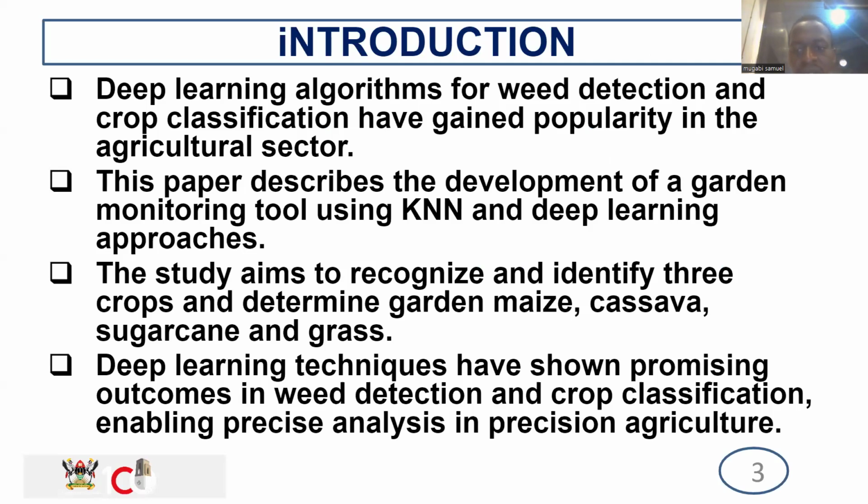The aim of this study is mainly to classify the crops and determine which one is maize, which one is cassava, sugarcane, and grass, and so on. Identifying the grass is what we're mainly looking at here, which would help with weed detection. Deep learning techniques have shown they're very promising in identifying the weeds in the pictures.